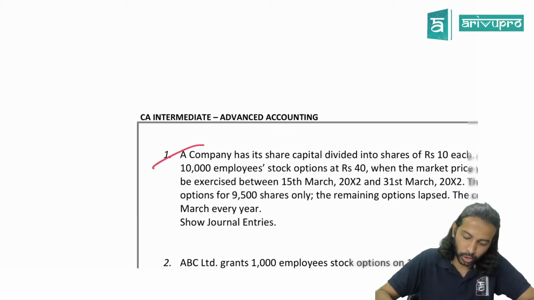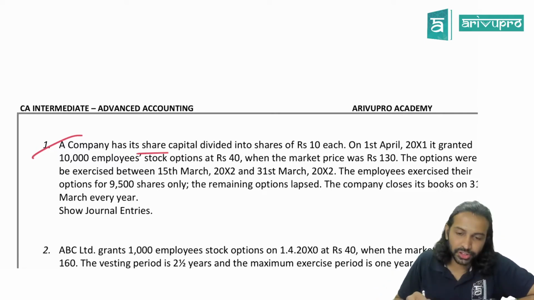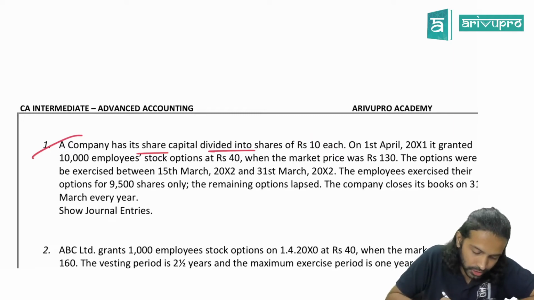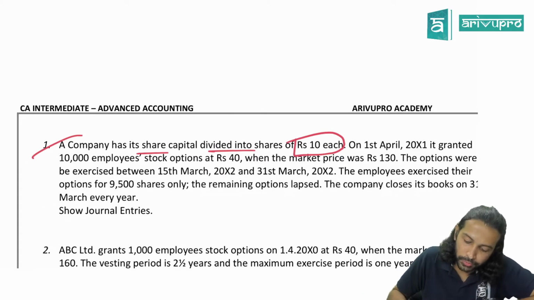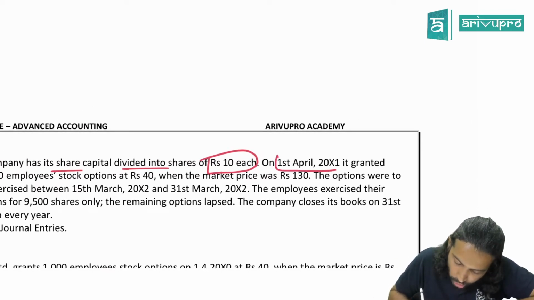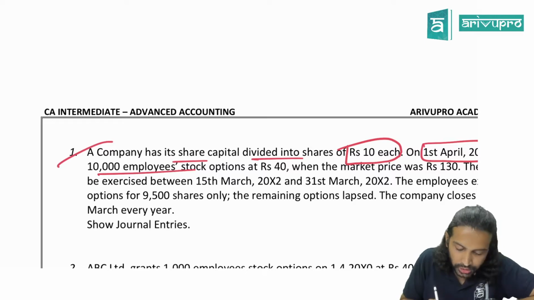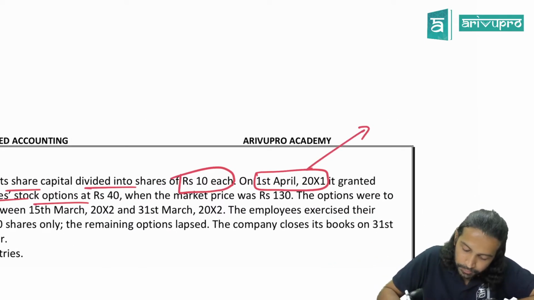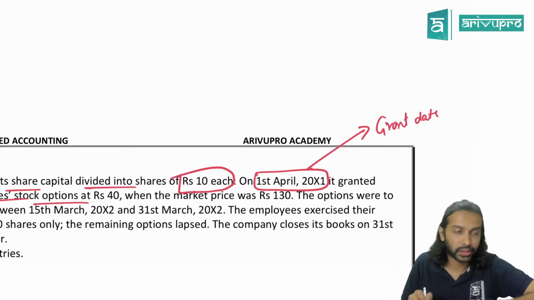Okay. Come to question number 1. A company has its share capital divided into shares of 10 each, meaning the face value of each share is 10. On 1st April 20x1, it granted 10,000 employee stock options. One minute. What is this 1st April 20x1? It is what we call the grant date. So grant date is 1st April 20x1.